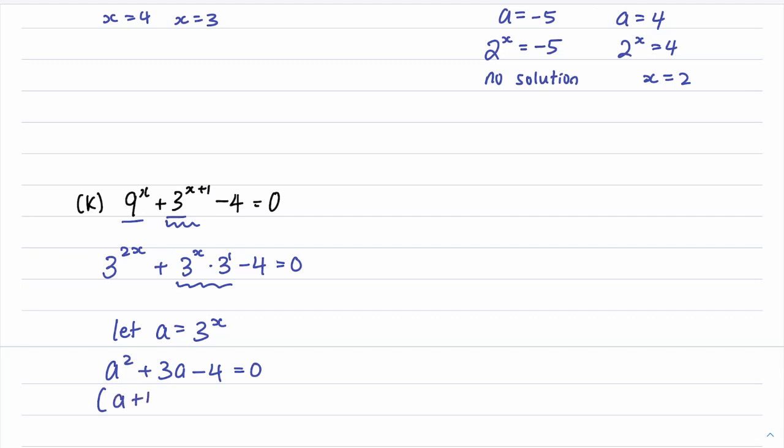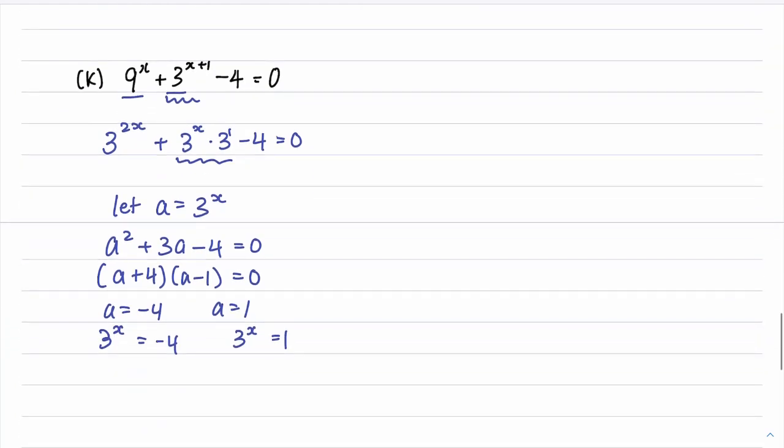We factor this to a plus 4, a minus 1, that's equal to 0. a is equal to minus 4, and a is equal to 1. Replace the a with 3 to the power of x. And we have 2 further exponential equations to solve. There is no solution for this one on the left, because no matter what number I raise 3 to the power of, it's never going to give me a negative value. But the equation on the right has a solution, and that is x equals 0.